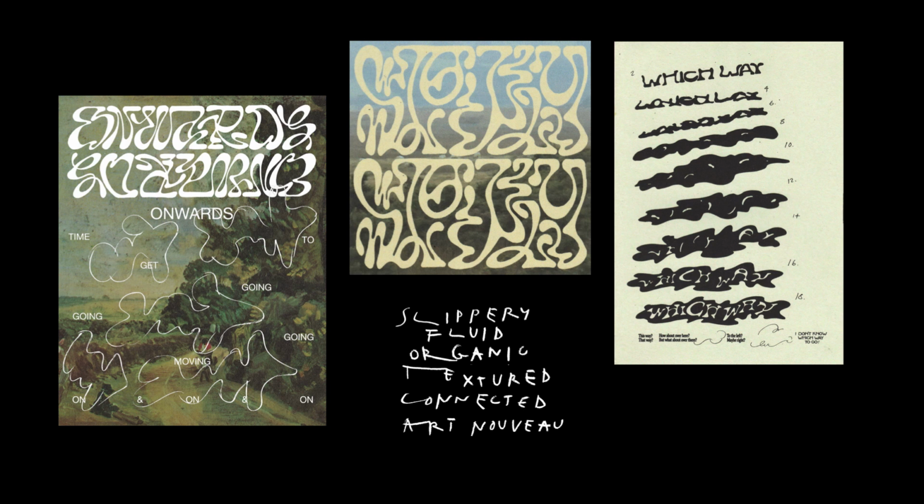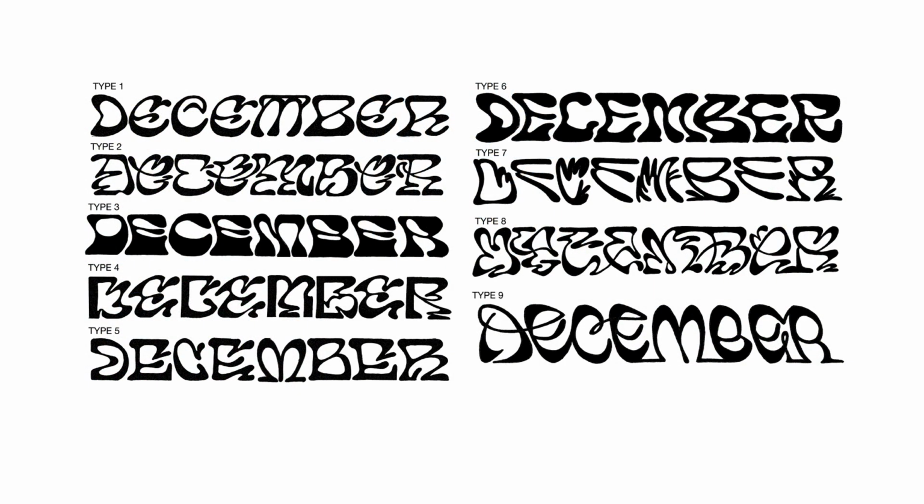So in terms of briefing, they wanted type that was kind of slippery and fluid, and I mean, I could read the whole list, but they sent over some bits that I'd done as a reference, and they also wanted something that touched on Art Nouveau styles. So I started off by drawing 9 different versions of the word December, because the first animation was teasing the date.